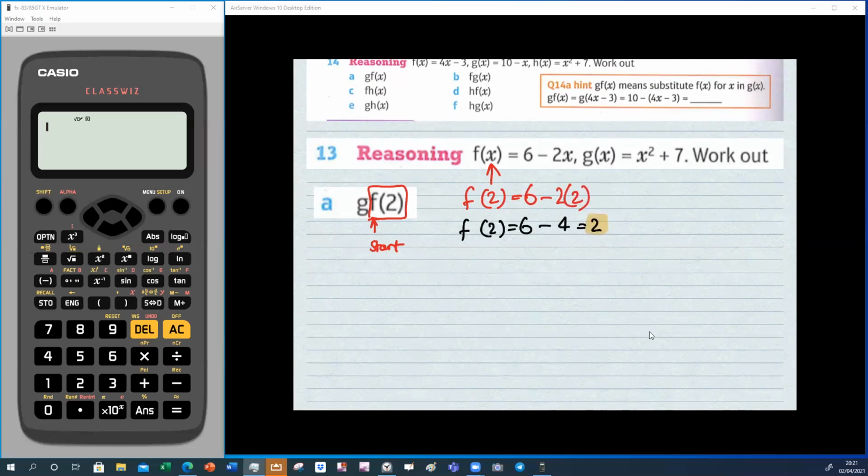Now, what we do with this answer, so the answer of 2 goes into where? Into the g equation. So now we do g of x, which is equal to x squared plus 7. So we're going to grab this 2 and put it into the g. And that's right. So you put the 2 here. You say g of 2 is equal to 2 squared add 7. So then g of 2 is equal to? 4 add 7, so 11. This is equal to 11.